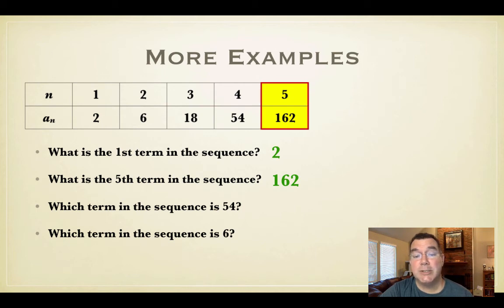Which term in the sequence is 54? So now I'm asking the second type of question. So I'm looking in the second row for the number 54, and it looks like the number 4 is above it, so that means that 54 must be the fourth term. And then the last question is which term in the sequence is 6? So I'm looking for 6 in the second row. Above it is the number 2. That means that 6 must be the second term in that sequence.